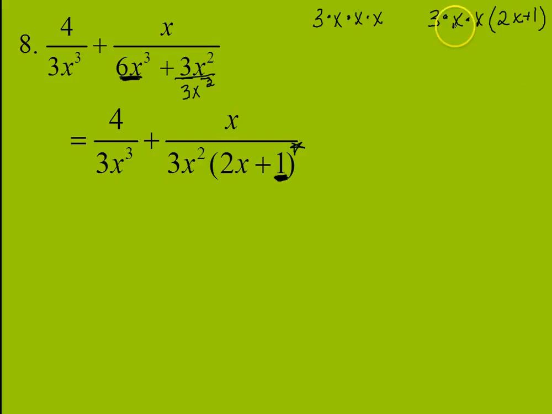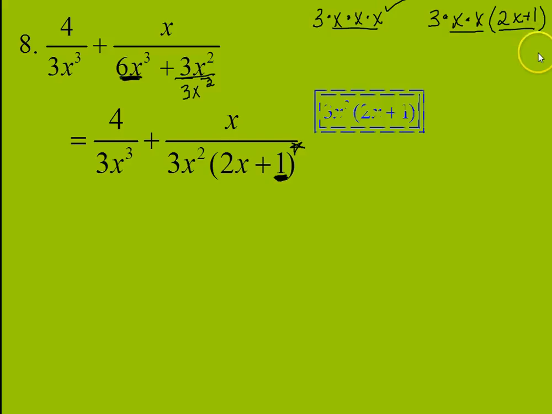I've got a 3 in both of them. Well, that one's easy. I need a 3. I have 3 x's and 2 x's. So what's my common? I have to have more. So my common's going to be the 3 x's. And then I also have to include that 2x plus 1. So that's what's going to be common between the two of them.